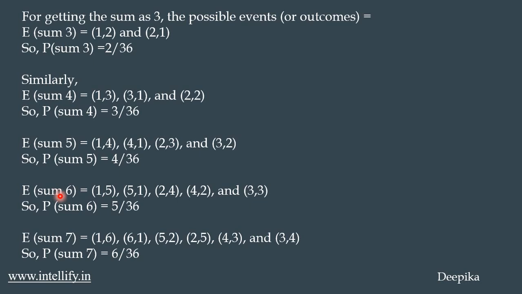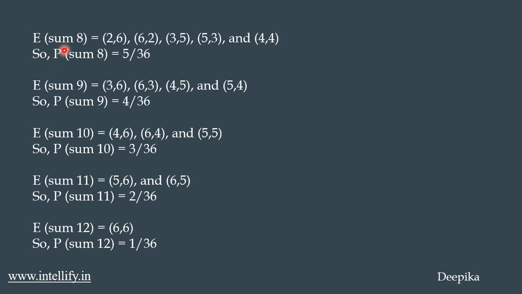Event of getting sum 6 is 1, 5, 5, 1, 2, 4, 4, 2 and 3, 3. So probability of getting sum 6 is 5 by 36. Event E of getting sum 7 is 1, 6, 6, 1, 5, 2, 2, 5, 4, 3 and 3, 4. So probability of getting sum 7 is 6 by 36. Event E of getting sum 8 is 2, 6, 6, 2, 3, 5, 5, 3 and 4, 4. So probability of getting sum 8 is 5 by 36.